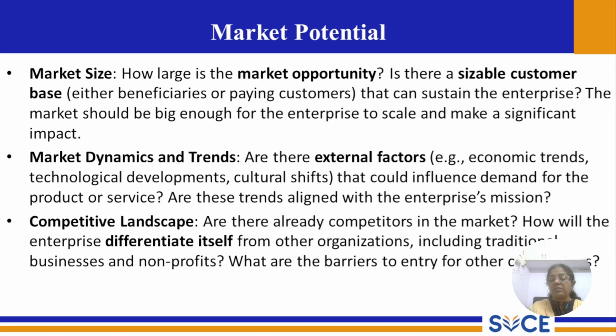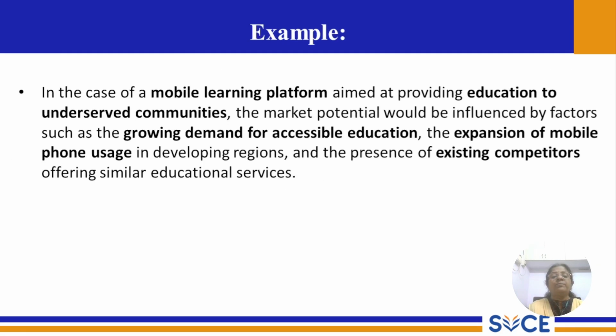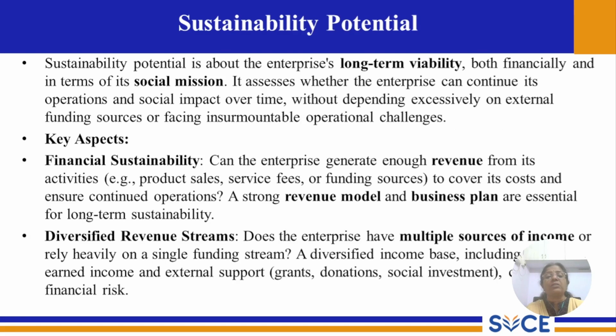for other competitors? Example: in the case of a mobile learning platform aimed at providing education to underserved communities, the market potential would be influenced by factors such as the growing demand for accessible education, the expansion of mobile phone usage in developing regions, and the presence of existing competitors offering similar educational services.